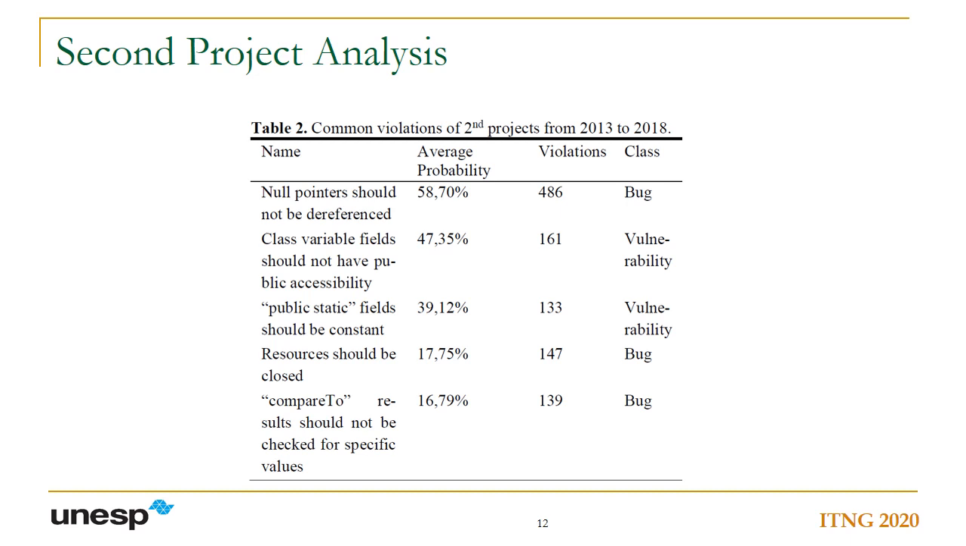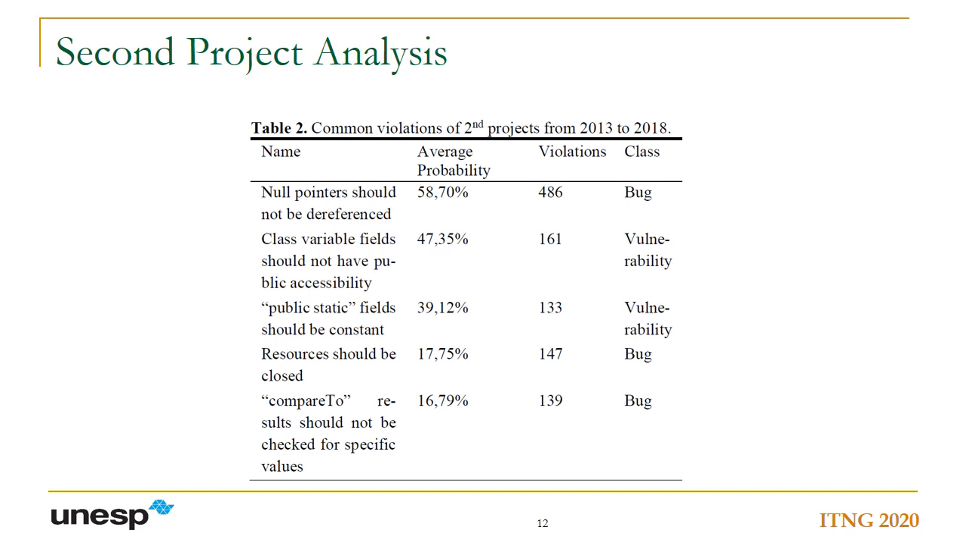The 5 most common violations found in project 2 are shown here. Compared to the violations of project 1, it's clear that the second and third positions of the table do not change when we analyze the violations of project 2. Class variables fields and public static fields are in the same position, but the first one is replaced from resource should be closed to null pointer should not be dereferenced, possibly indicating that students are more concerned about closing files in the second project when compared to the first one, but failing to check if the variable is null.